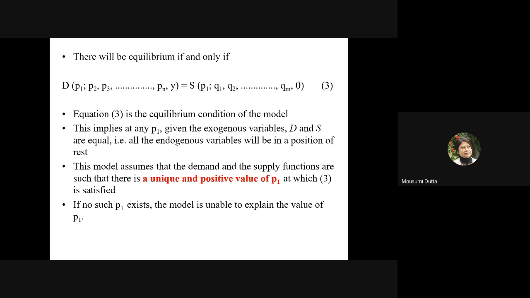There will be equilibrium if and only if this demand function is exactly equal to the supply function. Equilibrium means whatever be the prices of the commodities, whatever be the aggregate demand, and on the supply side, whatever be the input prices, whatever be the technology, it is a state when the D function is exactly equal to the S function. So equation 3 is the equilibrium condition of the model. This implies that at any P1, given the exogenous variables, what are the exogenous variables? P2 up to Pn and income, similarly Q1, Q2 to Qm and theta. These are all exogenous variables. So given the exogenous variables, D and S are equal, that is, all the endogenous variables will be in a position of rest.